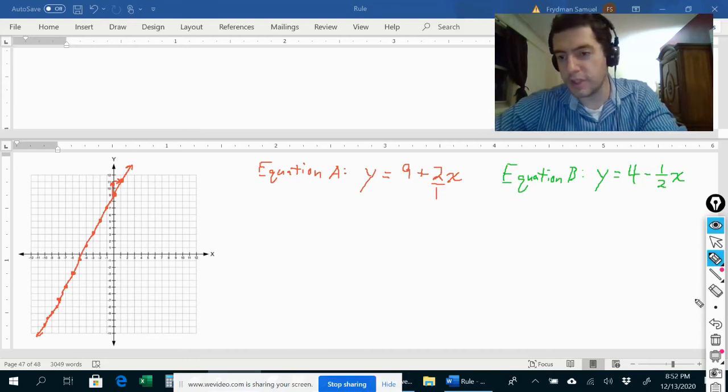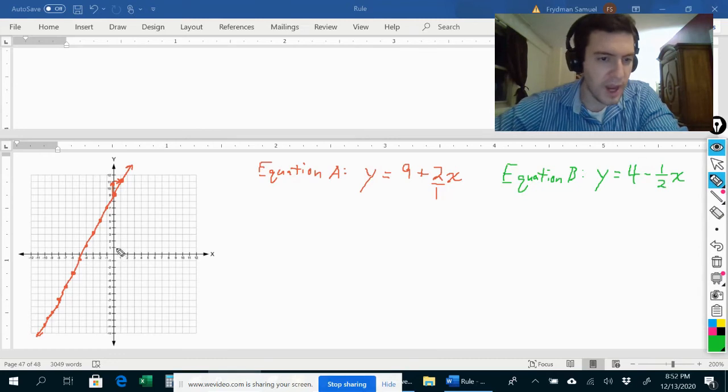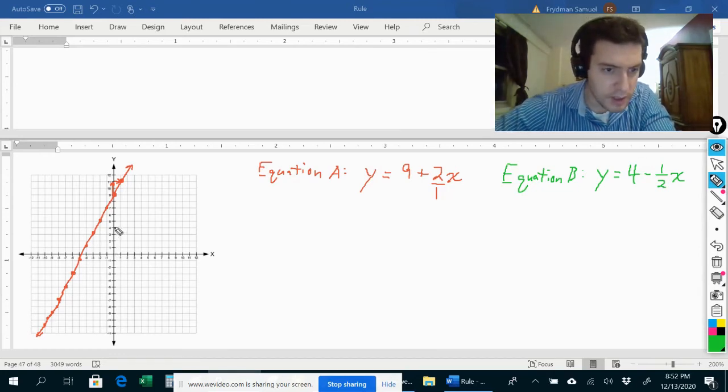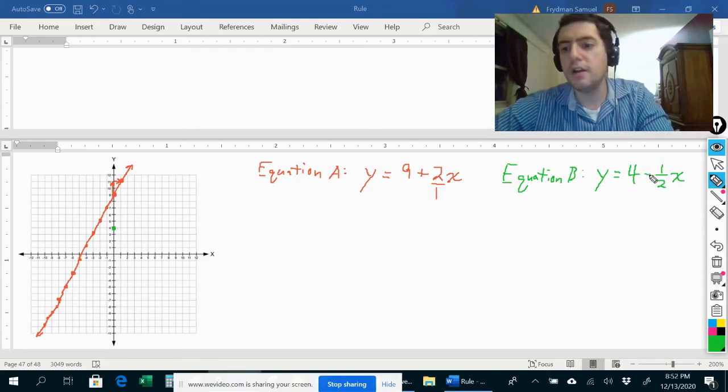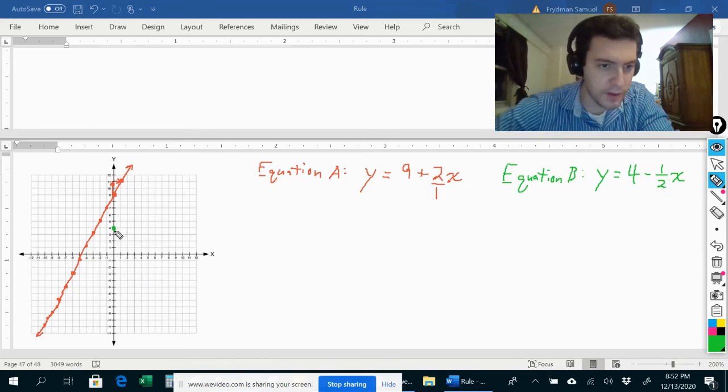So the constant term is 4. So that means that the y-intercept is going to be at 0, 4. So let's do that. I know this is hard to see, but here is the origin, and then here is 4 on the y-axis. So that's 0, 4. And then we have a minus sign here, which means that our rise is -1 and our run is 2. So that means that we're going to go down 1 and to the right 2.